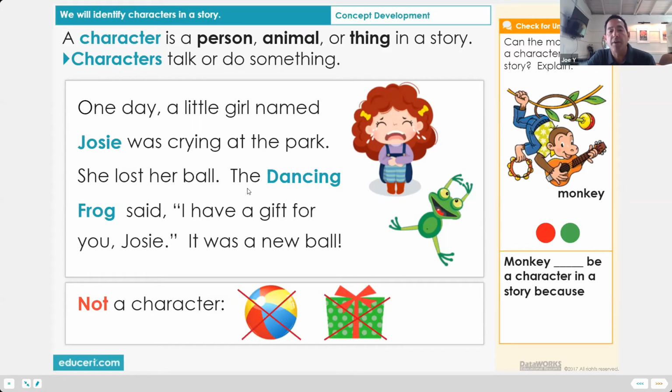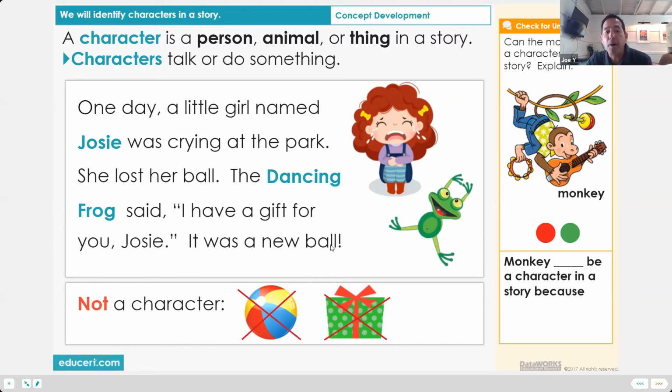All right, everyone at home, read with me. 1, 2, 3. The dancing frog said, I have a gift for you, Josie. Wait a second, class. I have a frog. It's an animal because it has funny ears and it's dancing. Everyone dance at home. Oh, can frogs really dance? No, it's doing something that a person would do and it's also talking. I have a gift for you, Josie. So I know that frog is a character in my story. It's an animal. It dances like a person and it talks. That's why it's a character.